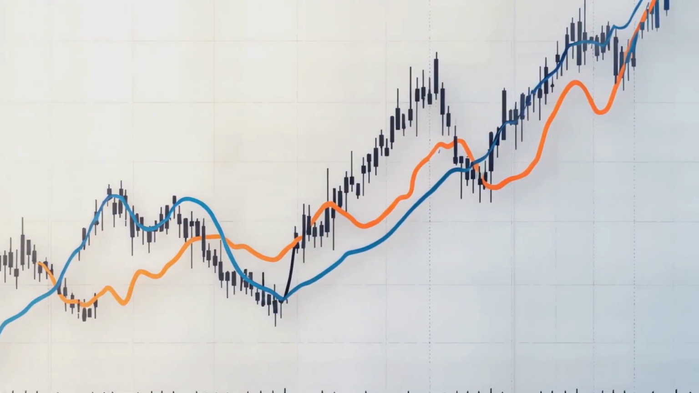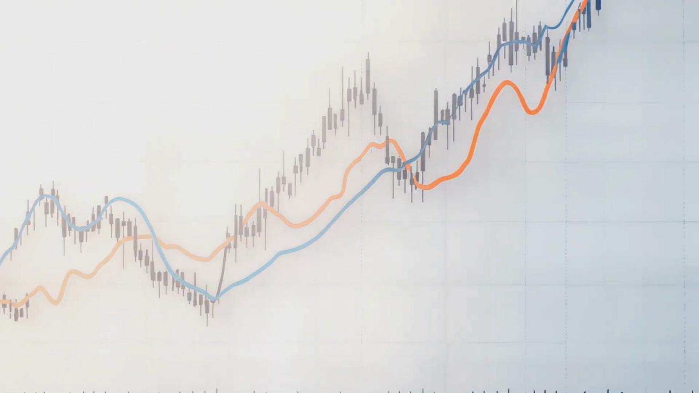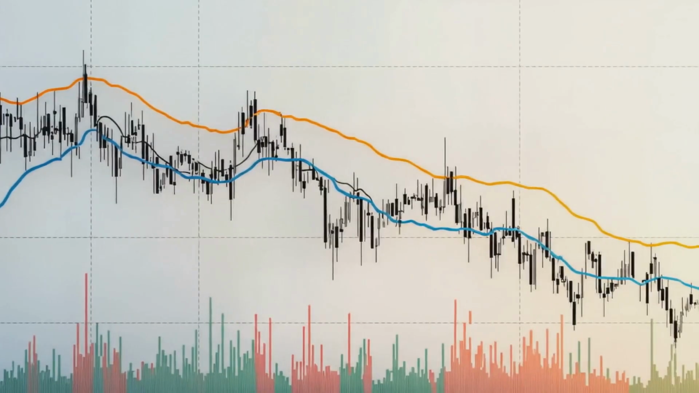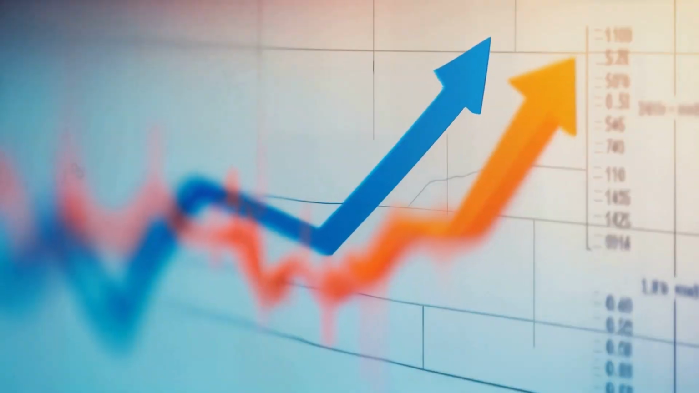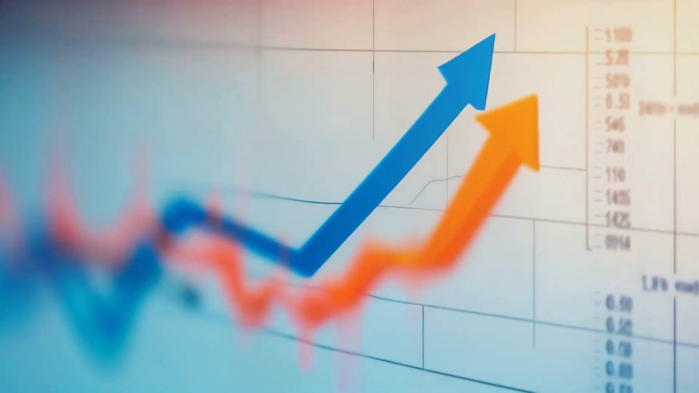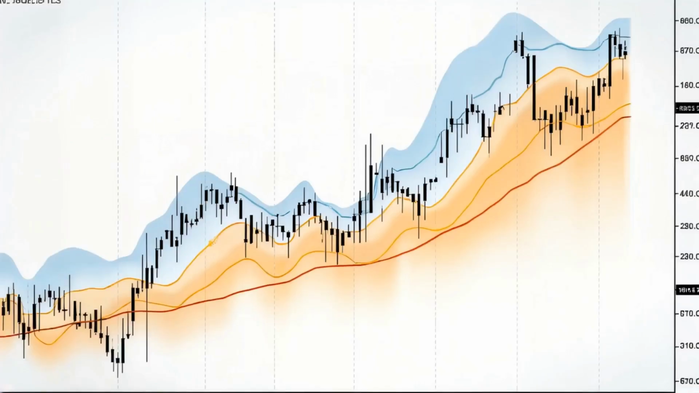Moving average crossovers. One of the most powerful trading signals generated by moving averages is the crossover. Bullish crossover. A bullish crossover occurs when a shorter-term moving average crosses above a longer-term moving average, signaling potential upward momentum.